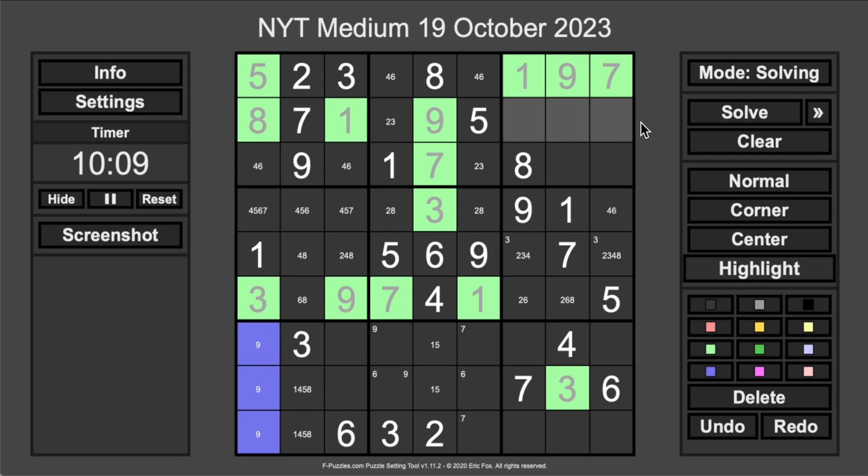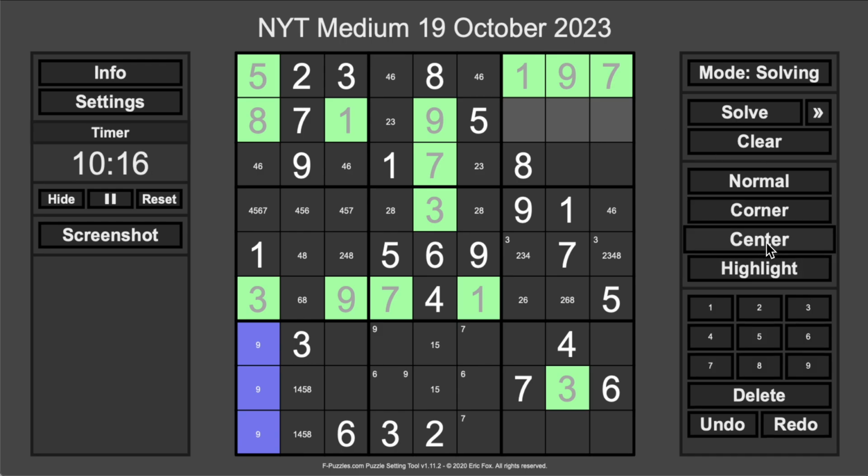So in row 2, I've got 1, 5, 7, 8, 9. I need 2, 3, 4, and 6 to fill it out. Oh, this 3's been staring at me for a while. That's a 2. That's a 3. This 2 comes down here. That's 8. That's 2.